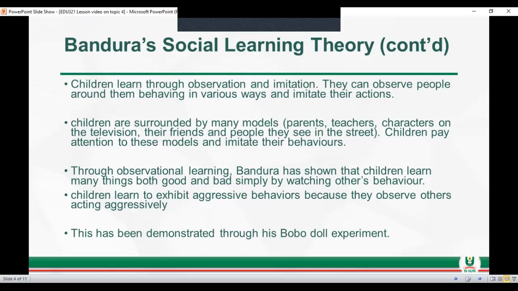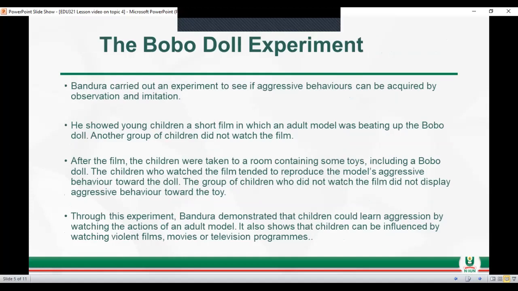This has been demonstrated through Bandura's Bobo doll experiment. Let's see what the experiment is all about. Bandura carried out the Bobo doll experiment to see if aggressive behaviors can be acquired by observation and imitation. He got two groups of children. One group of children, he showed a short film in which an adult model was beating up the Bobo doll.